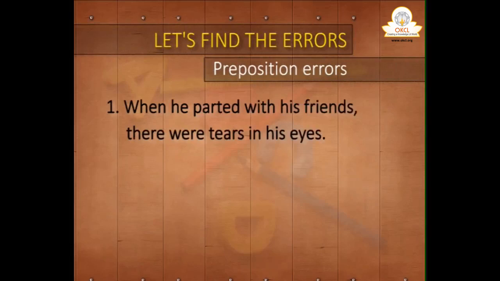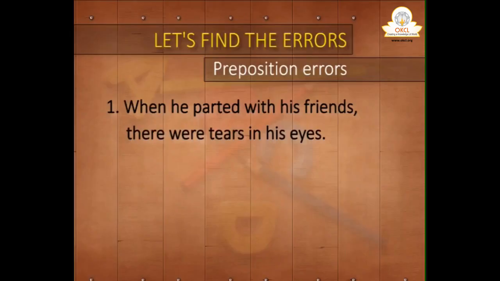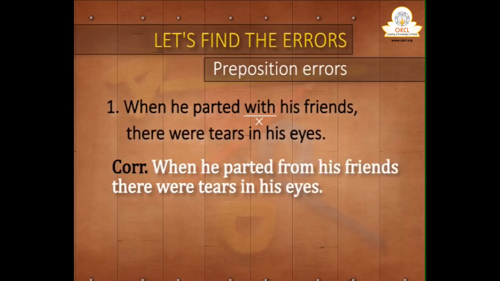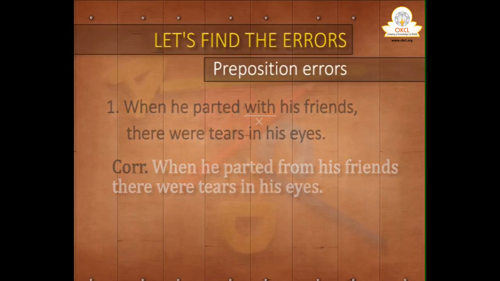When he parted with his friends, there were tears in his eyes. Already we had seen that part takes two prepositions, that is with and from. When it is a thing, it is with. When it is a person, it is from. So here friend is a person, we cannot use with. So, parted from his friends. There were tears in his eyes.